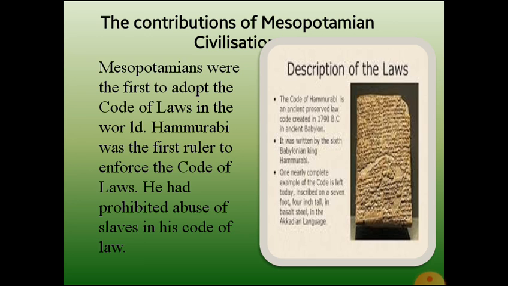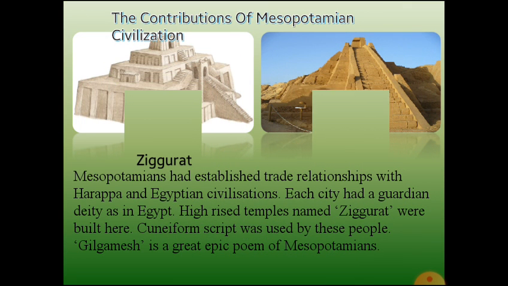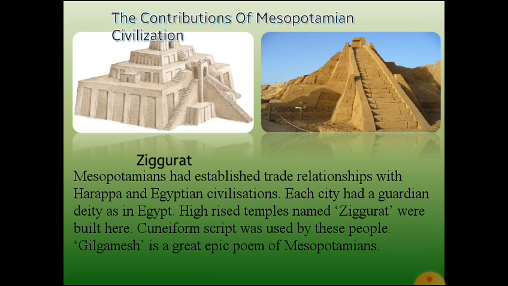Hammurabi, in his code of law, focused on compensating the victim of the crime. The law of Hammurabi placed greater emphasis on compensation for the victim. Now we shall see the ziggurat. Ziggurats are the temples. High-rise temples named ziggurats were built, and the cuneiform script was used. Here a cuneiform way of writing was used.